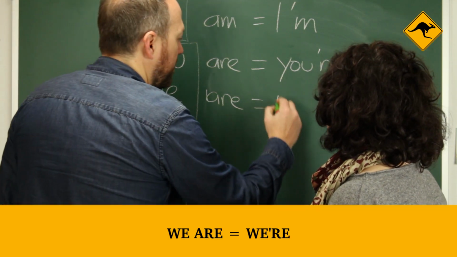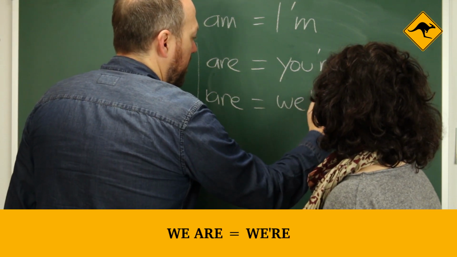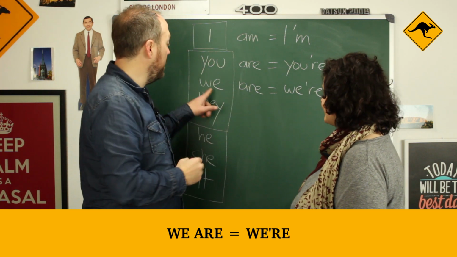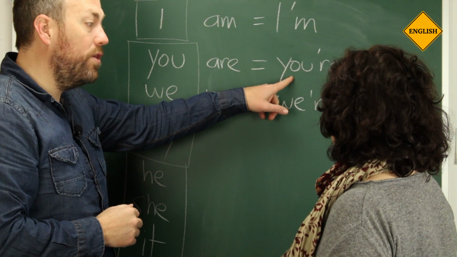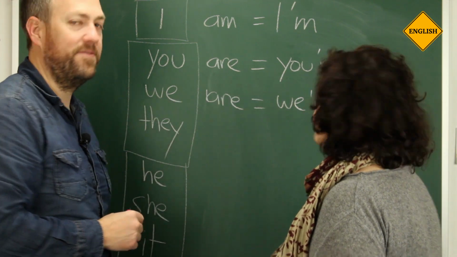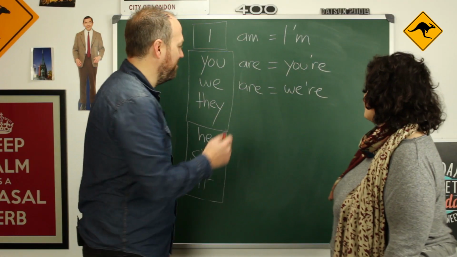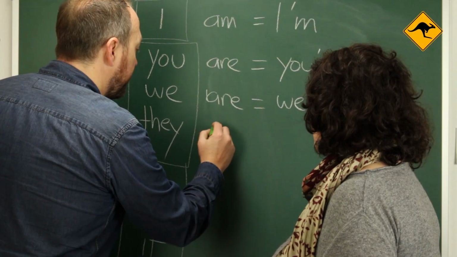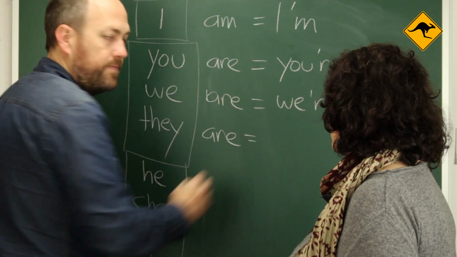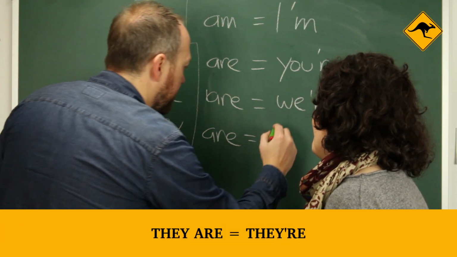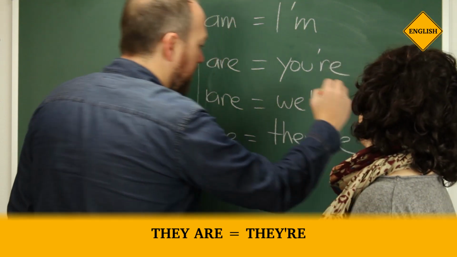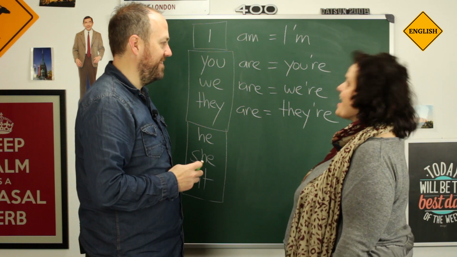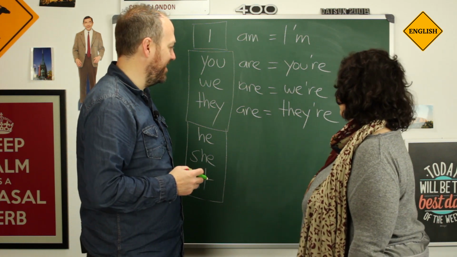We are? We're. Good. So the pronunciation is the same. We are, we're. You are, you're. We are. Okay, very good. And this one? They are. They're. Good. Very good. Excellent.